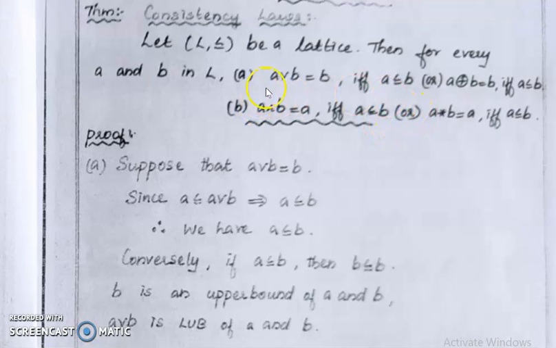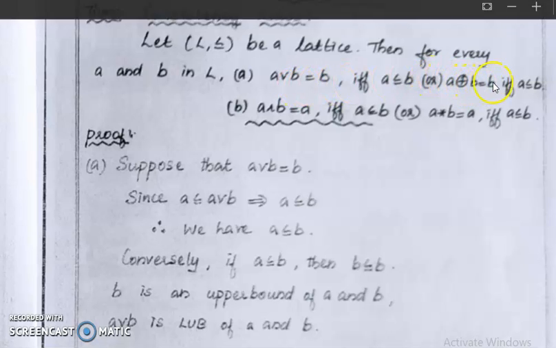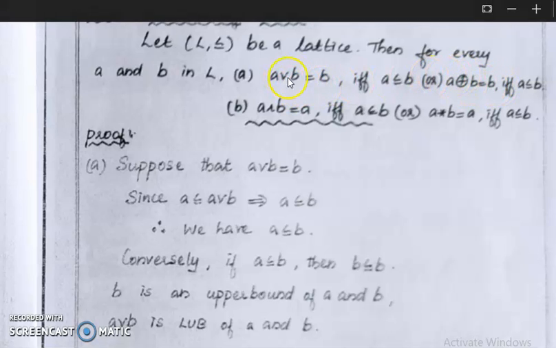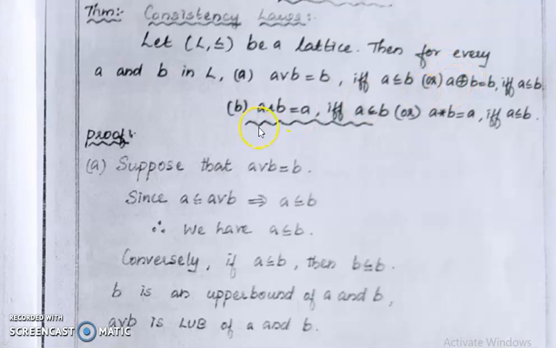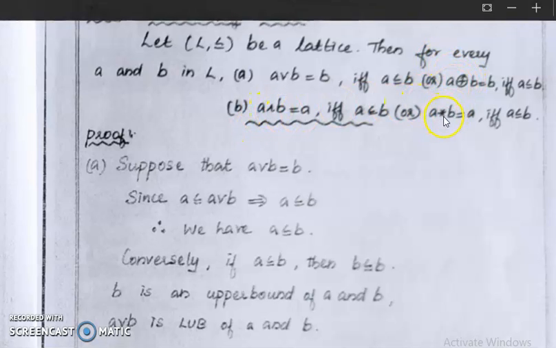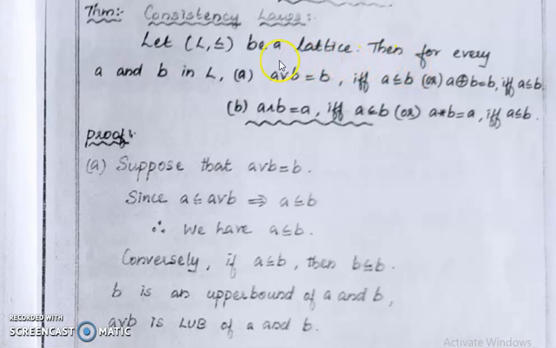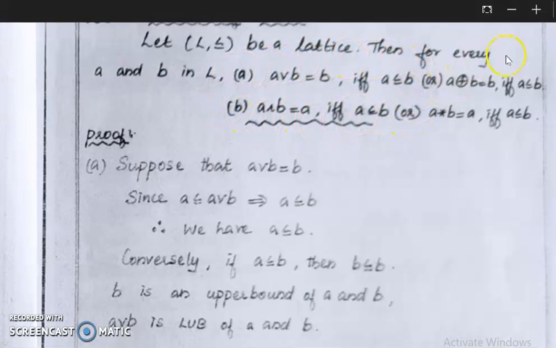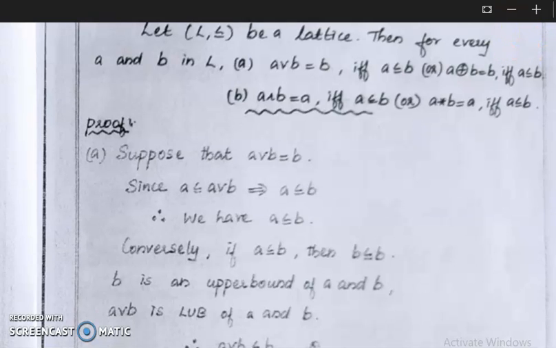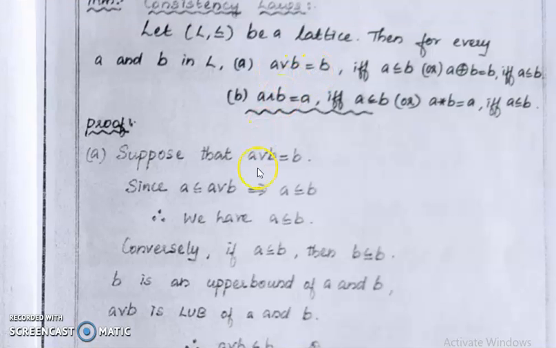So here you see in the first case, a or b can be taken as a ⊕ b. Instead of or you can take plus circle, and instead of and you can take star. Anyway, we are going to consider the first case and continue with the proof. Now, proof (i): proof for a ∨ b = b.